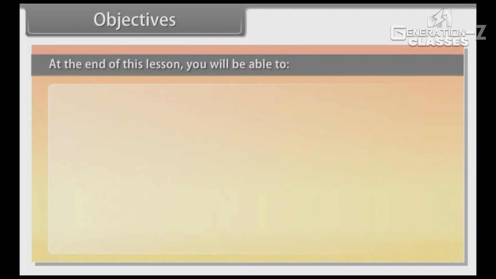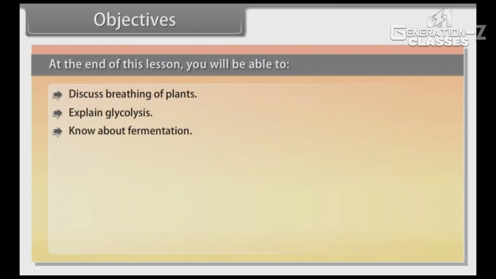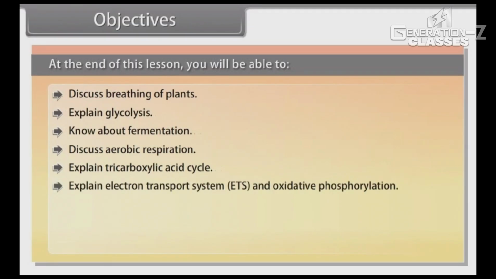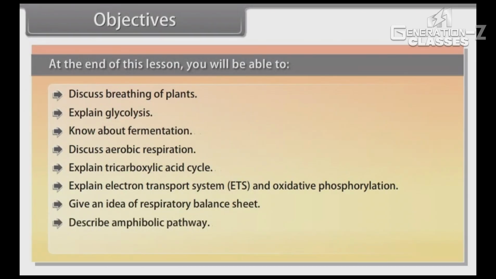Objectives. At the end of this lesson, you will be able to discuss breathing of plants, explain glycolysis, know about fermentation, discuss aerobic respiration, explain Tricarboxylic acid cycle, explain electron transport system ETS and oxidative phosphorylation, give an idea of respiratory balance sheet, describe amphibolic pathway, define respiratory quotient.